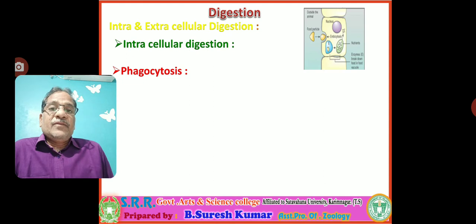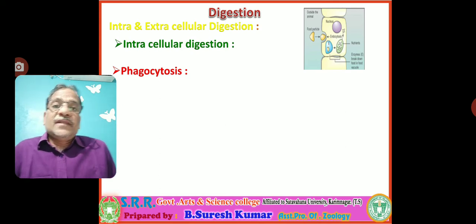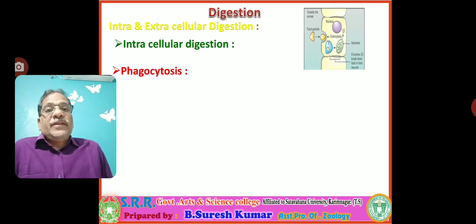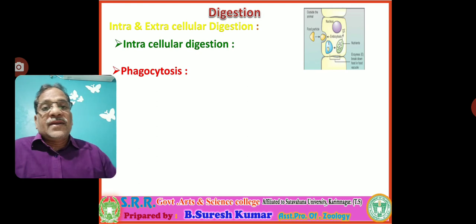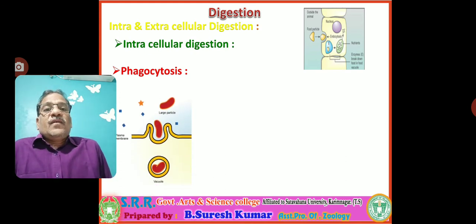So the primitive group of individuals are what? Unicellular individuals and multicellular individuals. These two exhibit the primitive mode of digestion, that is intracellular digestion. The intracellular digestion includes mainly two processes. One is the phagocytosis process, another one pinocytosis.